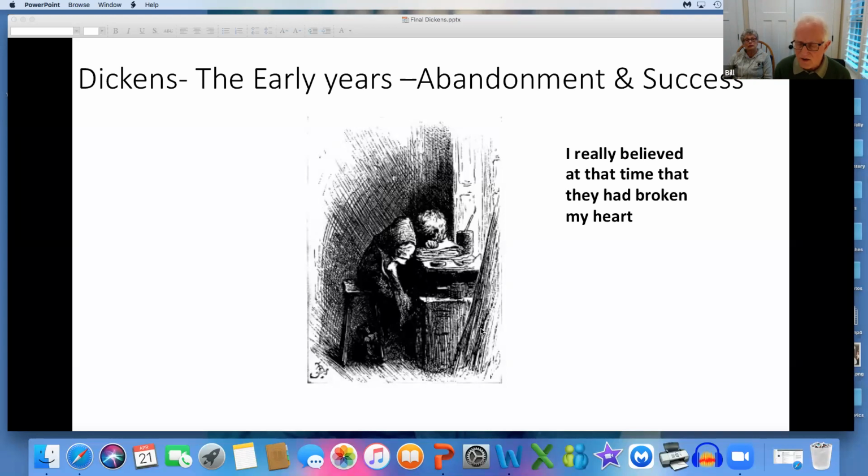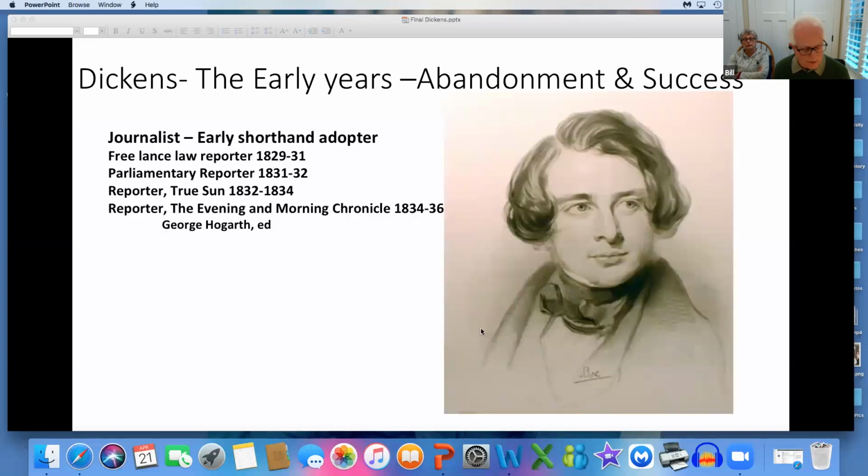He never, ever, for the rest of his life, forgave his mother for that, which maybe haunted him with some of these questions like, well, can I escape my past? What about the hurt that's been done to me? And here's a quotation that he gave to his biographer, John Forster: I really believed at that time they had broken my heart.